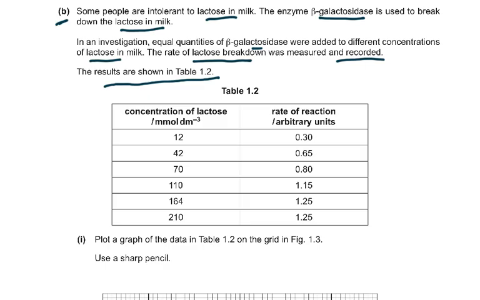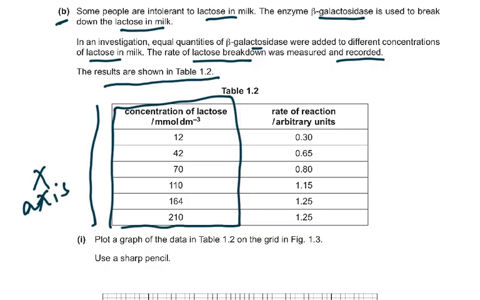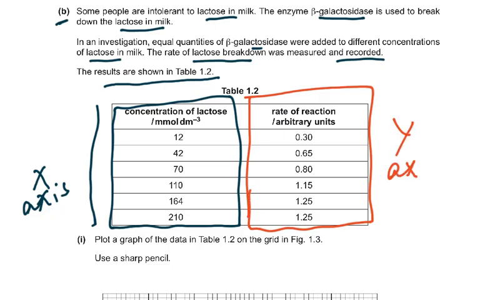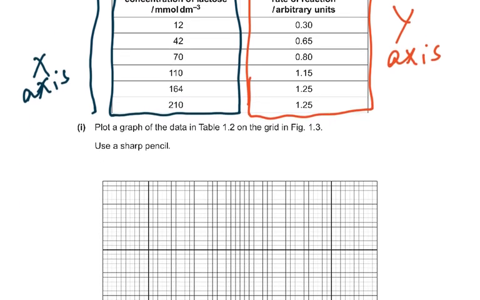The concentration of lactose is the independent variable, so this will go on the x-axis. The first column is always the independent variable and it goes on the x-axis. The second column is the dependent variable and it goes on the y-axis. So the first thing you do is write the headings on the x-axis and the y-axis. So plot a graph of the data in the table on the grid in figure 1.3.